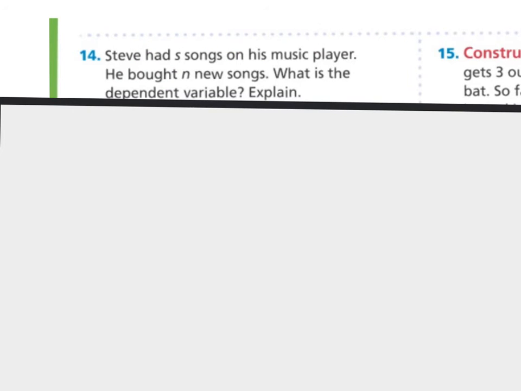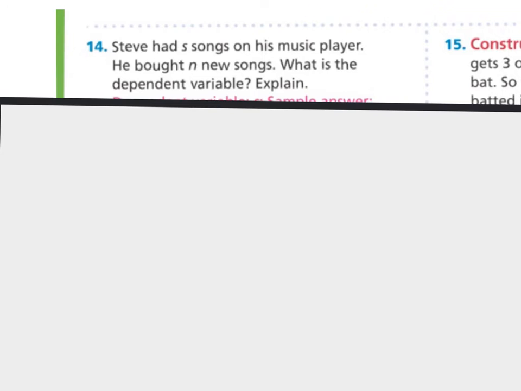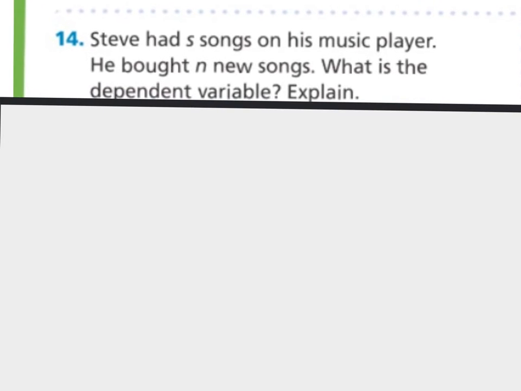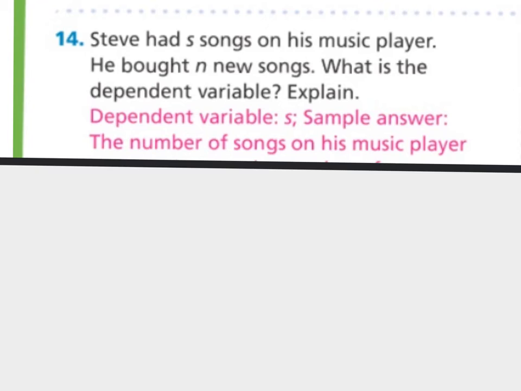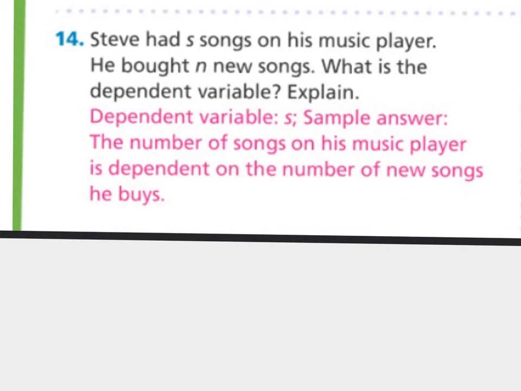So number 14, Steve had S songs on his music player. He bought N new songs. What is the dependent variable? So on this, dependent variable would be S because the number of songs that he has on the music player depends on how many new songs that he bought.